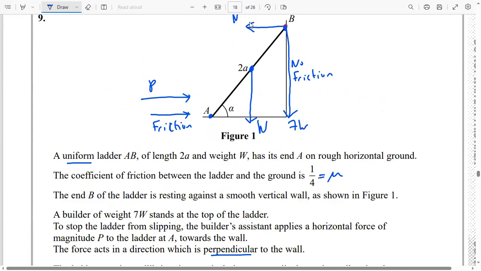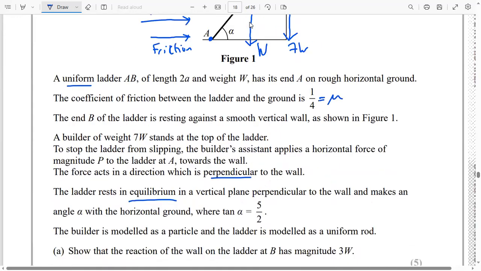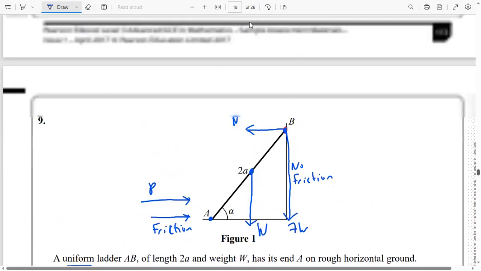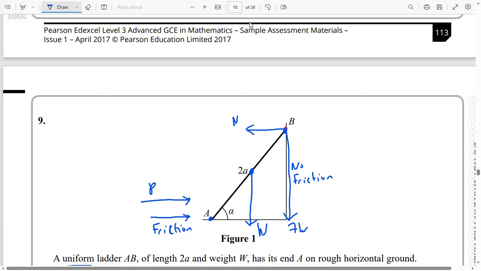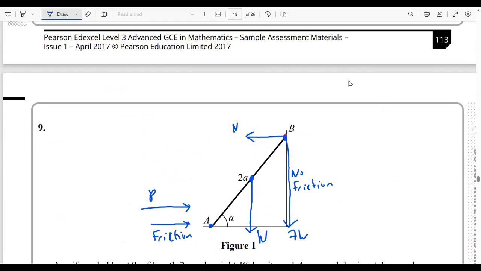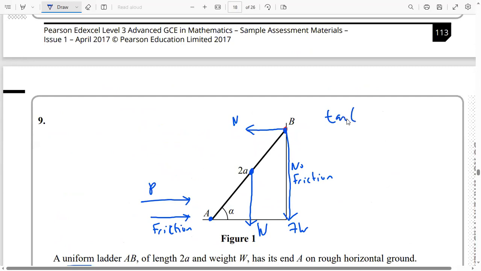So we've got this angle of alpha there, and the question tells us that tan alpha is 5/2. Let's make sense of what that means. If we draw a triangle like this, we've got our alpha there. Remember, tan is opposite over adjacent. So we're going to construct a right-angle triangle. We'll call the opposite side 5 and the adjacent 2, so opposite over adjacent is 5/2.